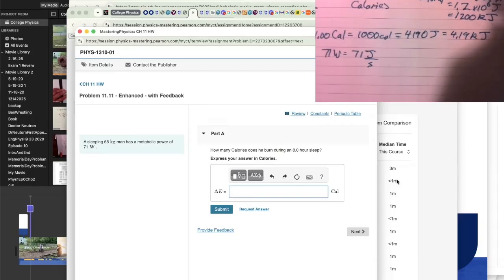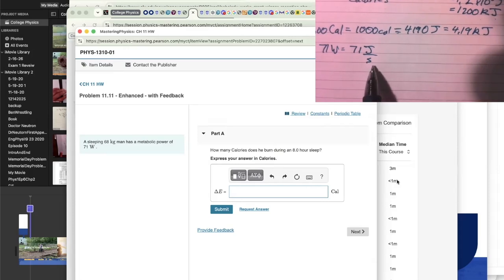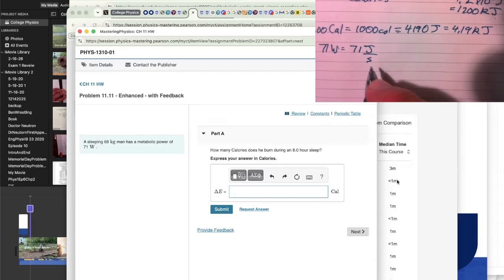We're going to do this in joules first because, who the heck works in calories? And then at the very end, we'll convert it into calories. All right, so here's what we do. We say 71 joules per second. This is our total energy.